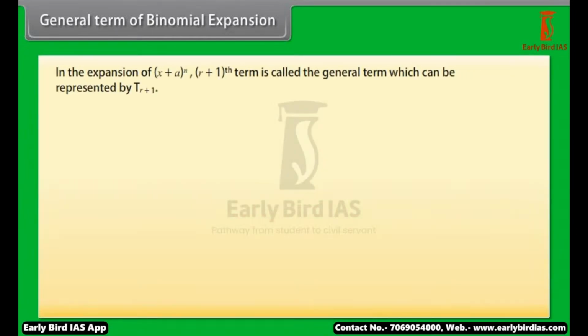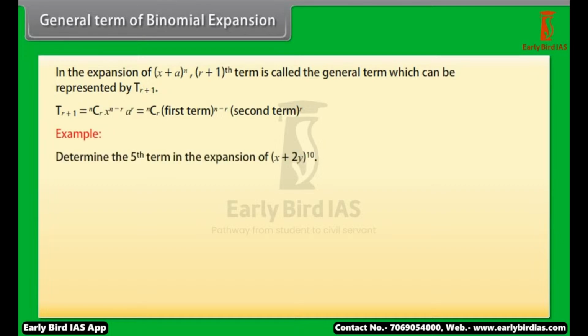In the expansion of x plus a raised to power n, the r plus 1th term is called the general term, which can be represented by tr plus 1. tr plus 1 is equal to ncr into x raised to power n minus r into a raised to power r, which is equal to ncr into first term raised to power n minus r into second term raised to power r.